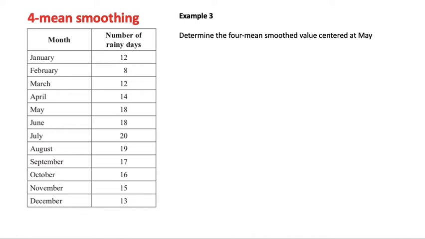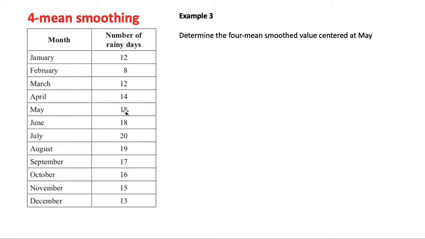Example, we're going to have a look at another example of mean smoothing, but this time over an even number of points. So we're going to be having a look at an example where we're asked to do 4 mean smoothing. And so this is the same data as the previous video. This has got monthly data for the number of rainy days in each month. And we're asked to determine the 4 mean smoothed value centered at May.